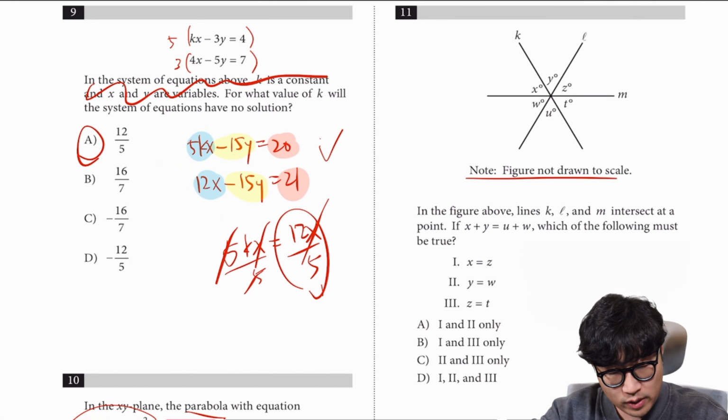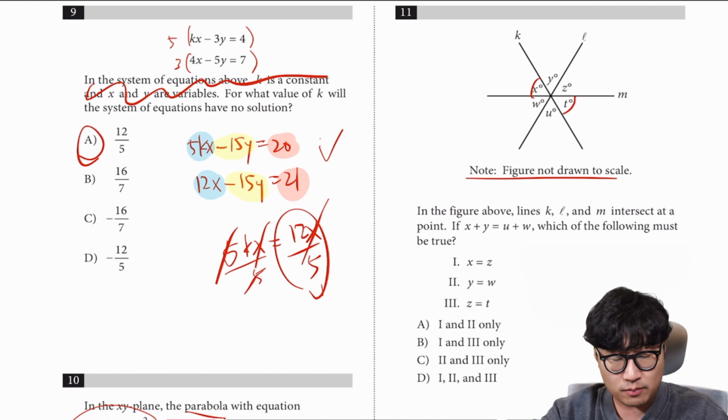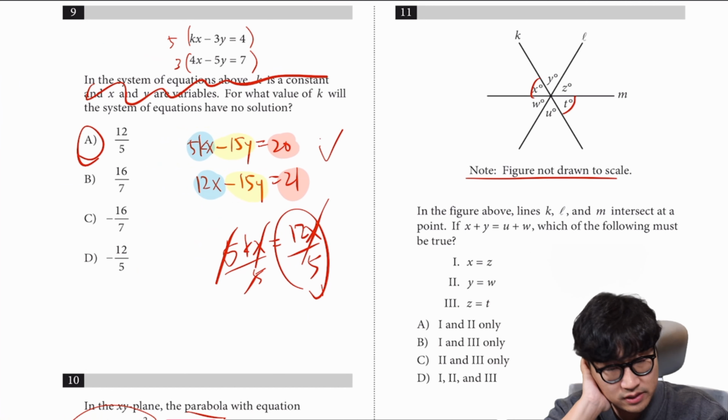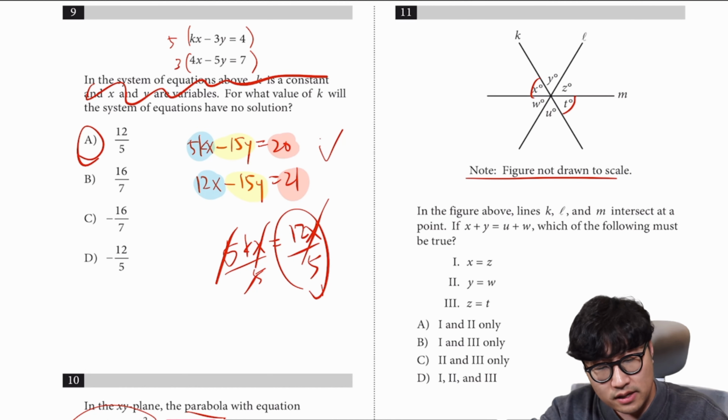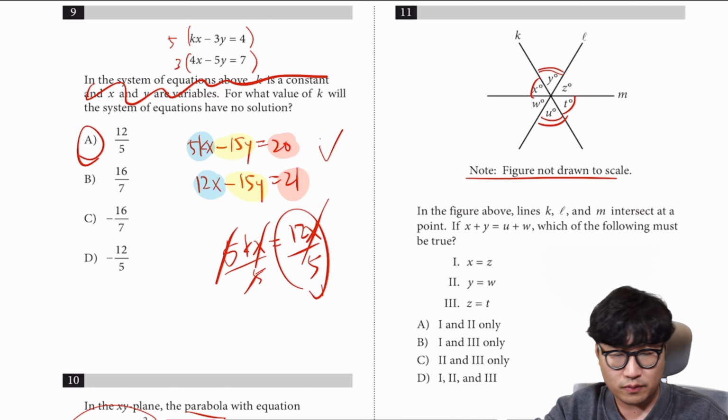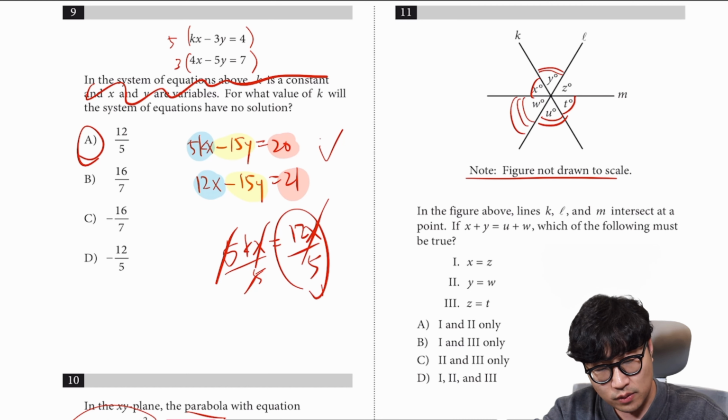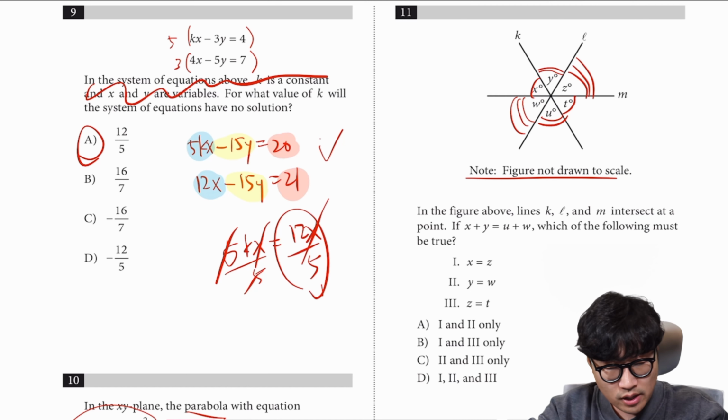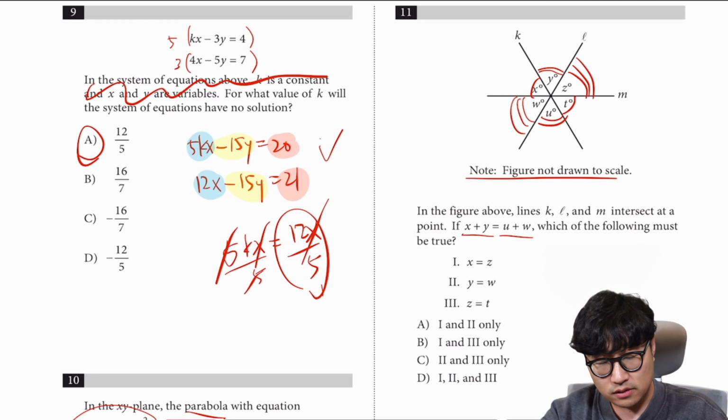Number 11, figuring out drawn to scale. What we know for sure is x and t have to be the same no matter what. Figure drawn to scale, I don't give a shit because they're vertical angles. They have to be the same. The same goes with the y and the u. They have to be the same because, you know, vertical angles. And then w and z, of course, vertical angles. So they give you x plus y is equal to u plus w, which of the following must be true.